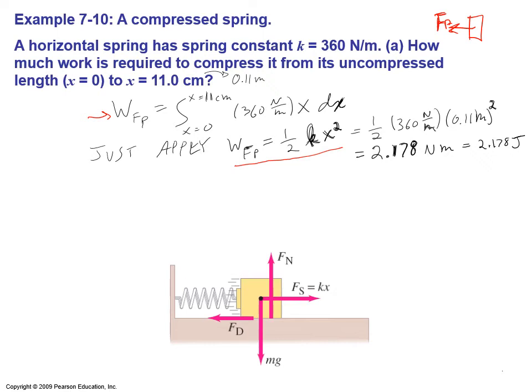So let's just plug our numbers in here. 1/2 times k, which is 360 newtons per meter, times x, which I converted from 11 centimeters to 0.11 meters, squared. So how much work does it take? It takes 2.178 newton meters. A newton per meter times a meter squared is a newton times a meter. There's another word for that. It's called joules. So there we go. We just plugged the quantities into that integral that we just did.